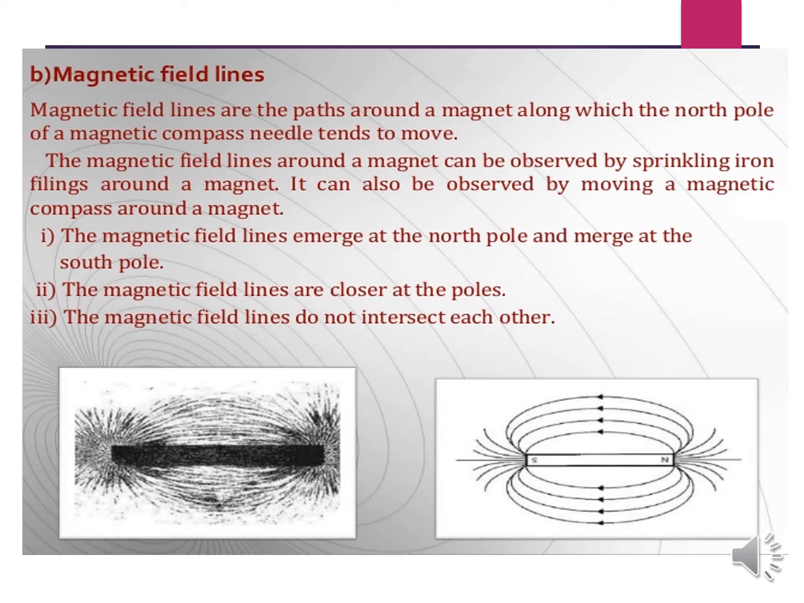Magnetic field lines are the paths around a magnet along which the north pole of a magnetic compass needle tends to move. The magnetic field lines around a magnet can be observed by sprinkling iron filings around a magnet. They can also be observed by moving a magnetic compass around a magnet. The magnetic field lines emerge at the north pole and merge at the south pole. The magnetic field lines are closer at the poles. The magnetic field lines do not intersect each other.